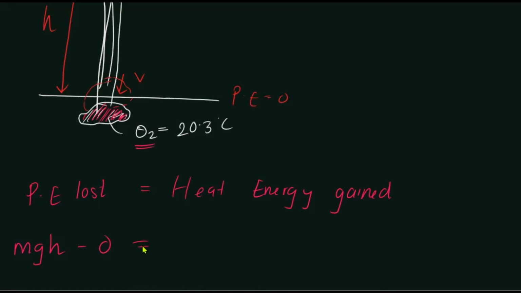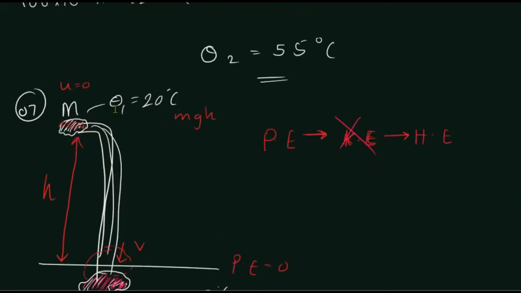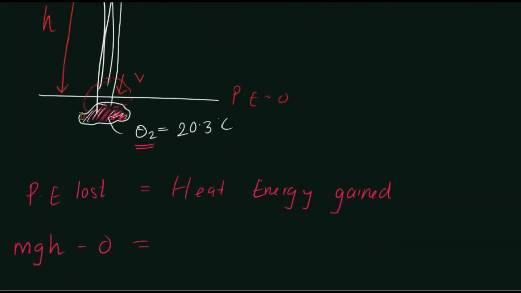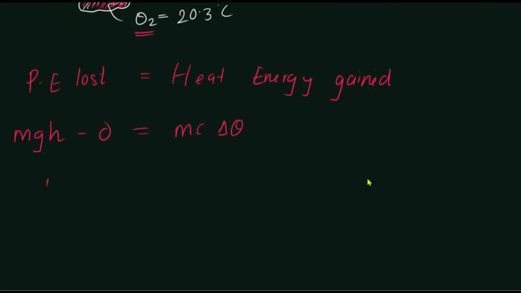So you can see initially the water column had 20 degrees Celsius, but after it fell, its temperature has risen. That means it has absorbed heat. From where does this heat generate? From this potential energy loss. So the potential energy loss is equal to the heat energy gained, right? mc delta T. So if you see, mgh is equal to mc delta T, m and m cancel.